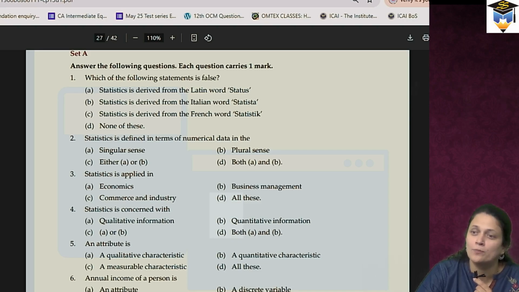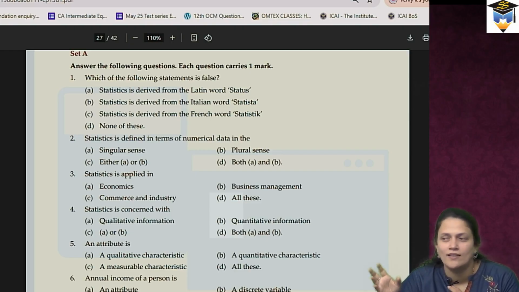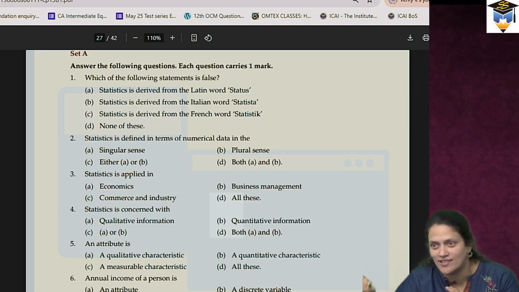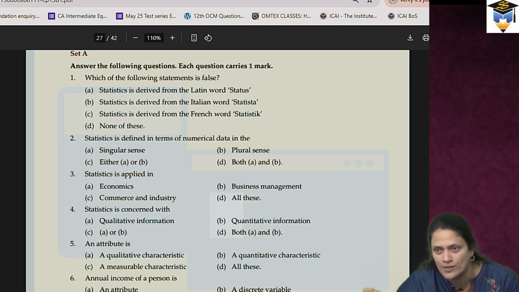What is singular, plural, do you know? No, see. What is singular? What is plural? Tree, trees. Singular, plural. So that is singular plural. So statistics is a term which is defined in both singular and plural as well. Option D is the correct option.